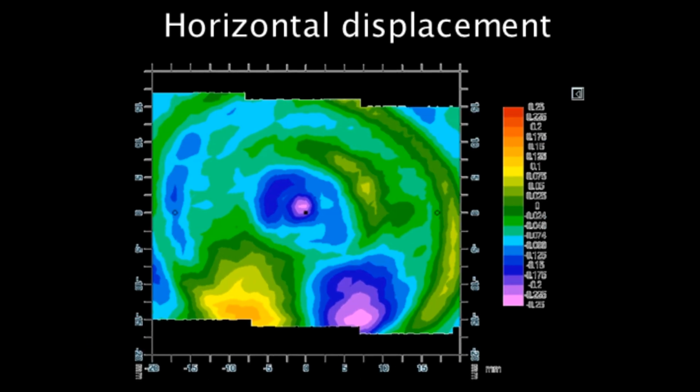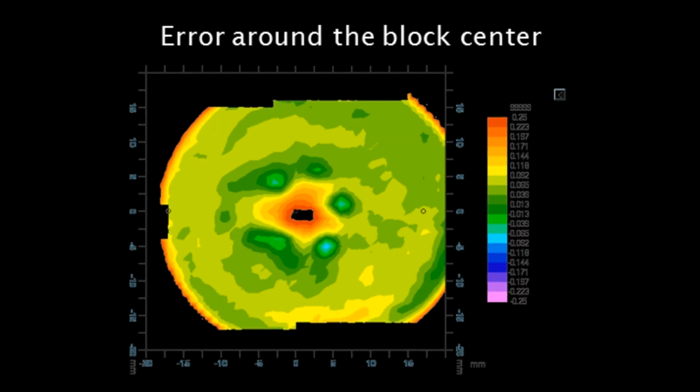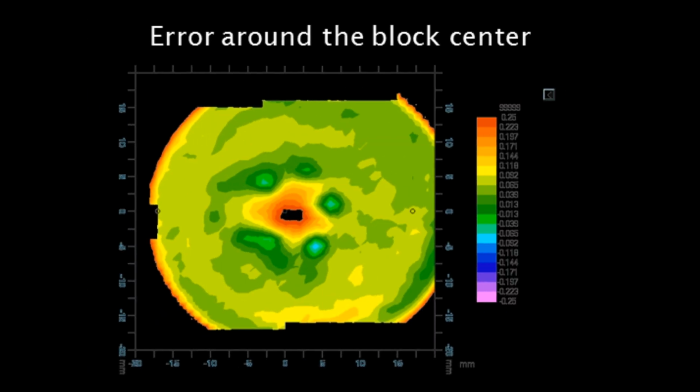The horizontal displacement pattern shows two errors, two error areas on both sides of the corridor. One is positive and one is negative. And as we will see, this can be the consequence of a misalignment of the laser engraving. The error around the block center is somehow an error pattern showing an error in this area. And we will see later the process issues causing some of these errors.